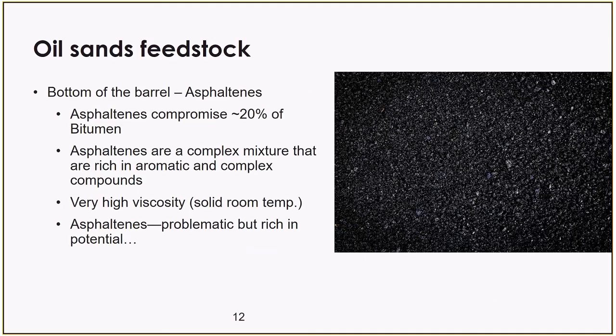Asphaltenes, or as we call it, the true bottom of the barrel, and what makes oil sands bitumen unique, is that approximately 20% of bitumen is actual asphaltenes. Asphaltenes, people have studied these over many, many years. These are complex, rich in aromatics, and they're very complicated compounds. And historically, they've been troublesome, but with our renewed focus here, with the high level of carbon that's in these, we think they've got tremendous potential. Of note, these are very high viscosity. At room temperature, for example, these would be solid. So perhaps the phrase here is asphaltenes have been problematic but rich in potential for us.